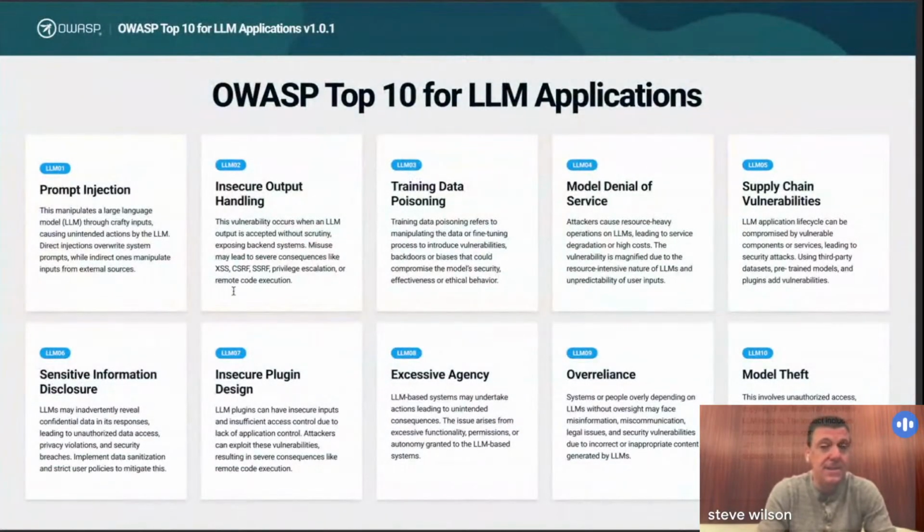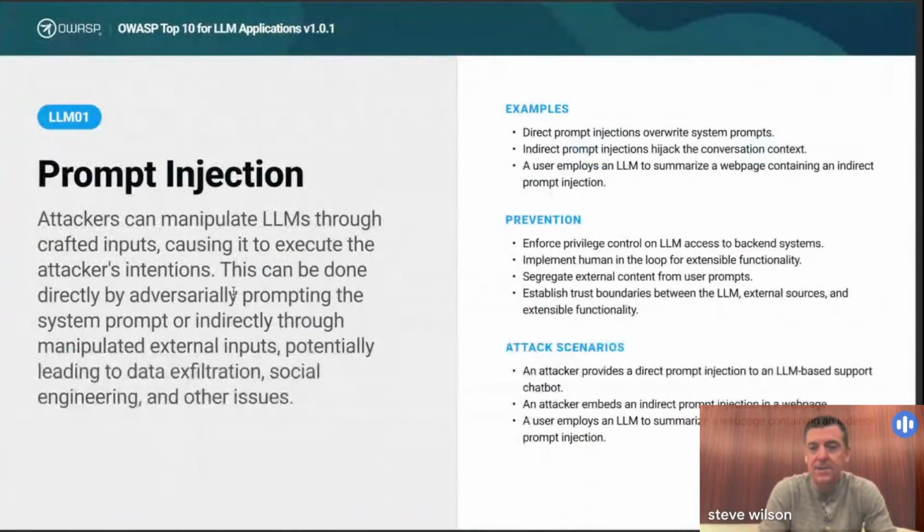Here's that slide that you can see, and this just gives a quick summary of each one. So if you just wanted to introduce people at your company to the concepts here, this is a good way to introduce it on a single slide. But what we have here is just one slide for each of these. So I'm going to take a few minutes on each one of these vulnerabilities. I'm going to introduce you to it. We'll talk a little bit about some of the examples, how you prevent it, and some of the attack scenarios.